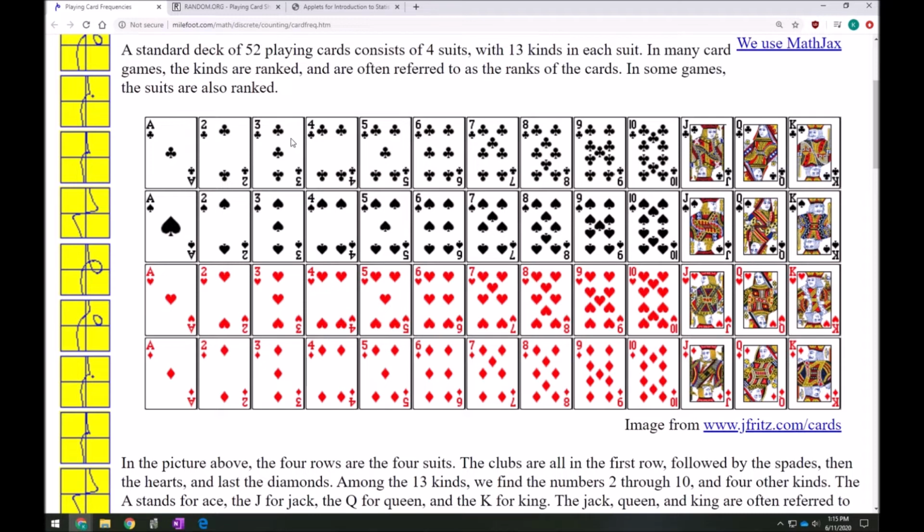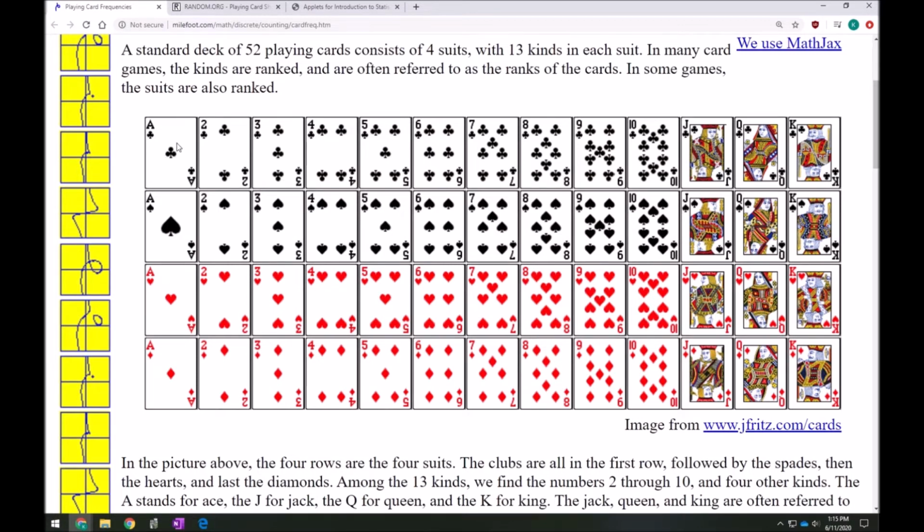And then I have other cards that have different numbers on them, and then I have these J for jacks, Q for queens, and K for kings. So this is a standard deck of cards. You'll see that it's also kind of separated out into different colors. There are red cards and black cards, but there are also cards with different shapes on them.